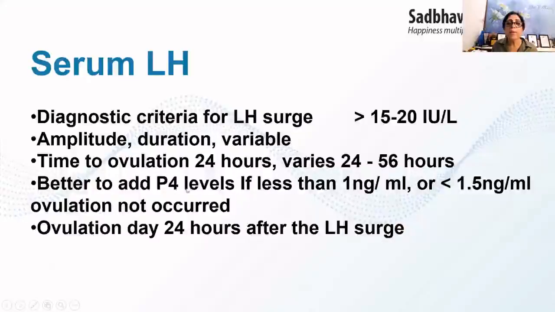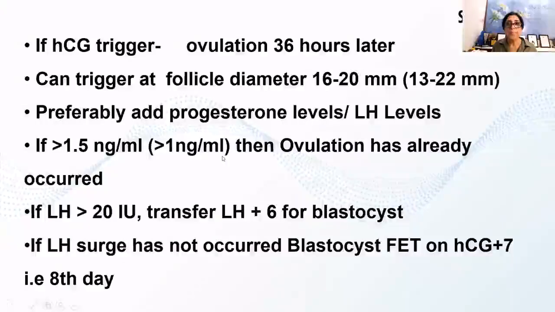It is always better, it is rather a must, to add P4 levels, and it should be less than 1 nanogram, so you know that the ovulation has not yet occurred. And the ovulation day is somewhere 24 hours later. If we are using an HCG trigger, ovulation occurs 36 hours later. We can trigger a follicle at a variable diameter, that is from 13 to 22 mm.